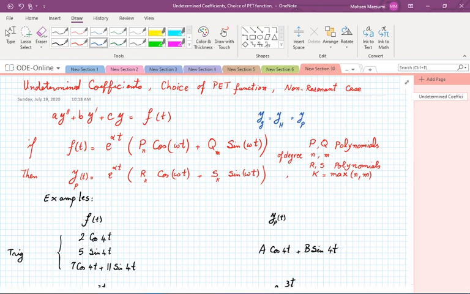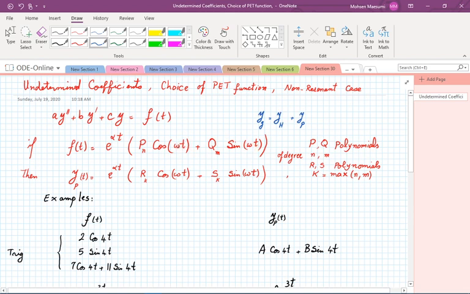The notation might be a little bit intimidating here, but the idea is very simple. So let me explain what's involved here. This is some exponential that you have. This P and Q are some polynomials of degree n and m. And then you have some trig functions, sine and cosine of some frequency times time. The frequencies are the same frequency.